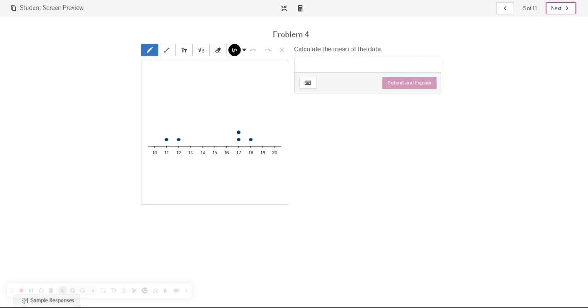Here we go. Calculate the mean of the data. Is that the same data? Because then I just did it. Oh, no, this is a different problem. There's only 5 dots here.